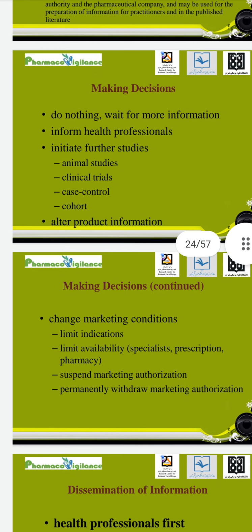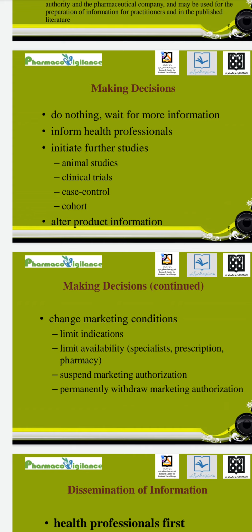I should make a decision. Making a decision: do nothing and wait for more information. Inform health professionals. Initiate further study: animal study, clinical trials, case control, cohort study. Alter product information. I should alter or substitute product information maybe. Maybe I should do nothing, maybe alter, inform the health professional, wait for more information, or initiate further studies for my medicinal products.